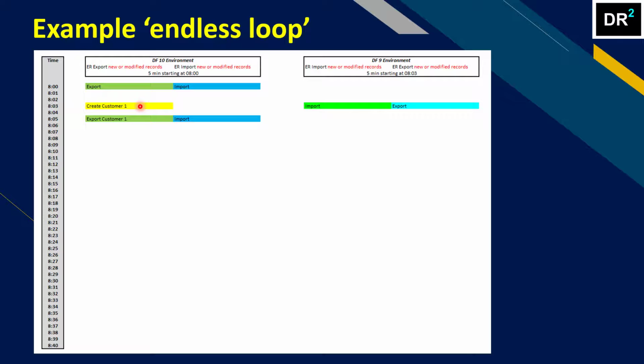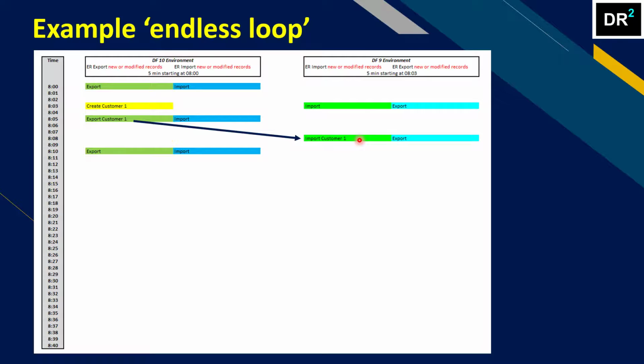At 8 o'clock, or 3 minutes after 8 o'clock, the customer is created, and then in the next batch job this newly created record is identified and exported. That's what I try to highlight here. With the export, we create a file, and then we can import this customer data here.